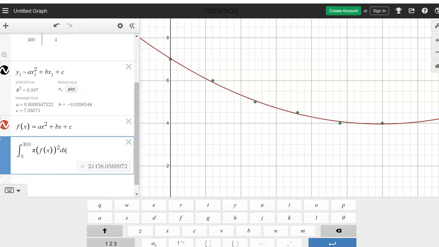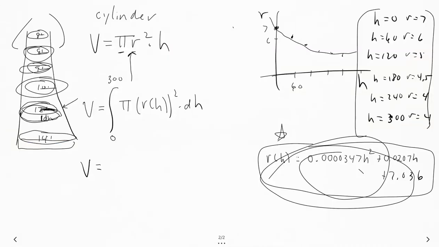So the volume of this tree trunk is 24,158 cubic feet of volume. Nice. I hope you got the same result I did. If not, figure out who's wrong, me or you. I don't know. It could be me. Find my mistake. Do it.